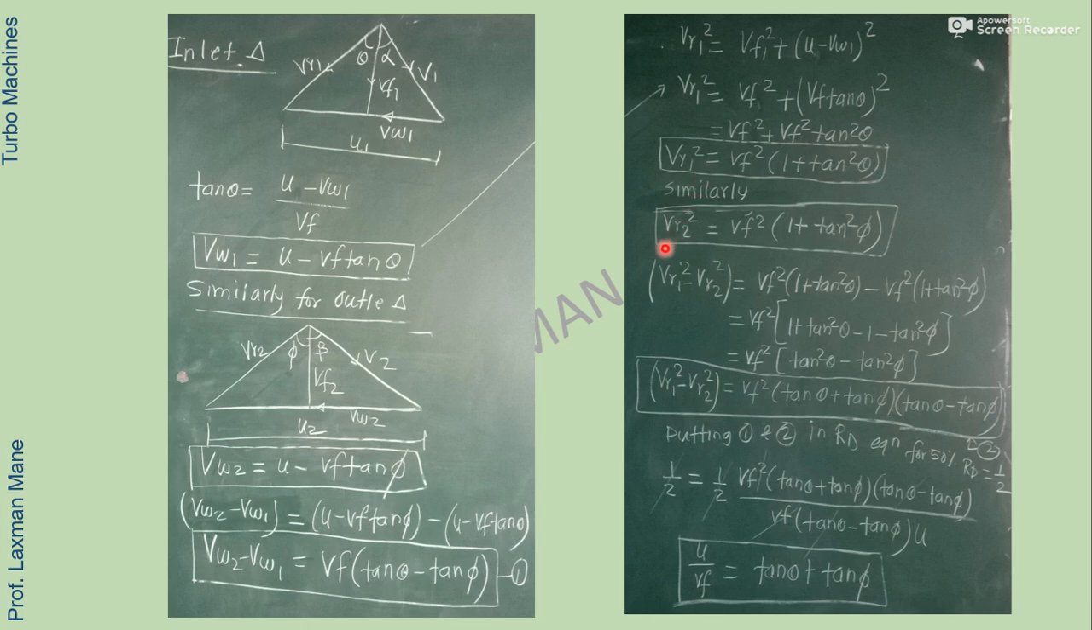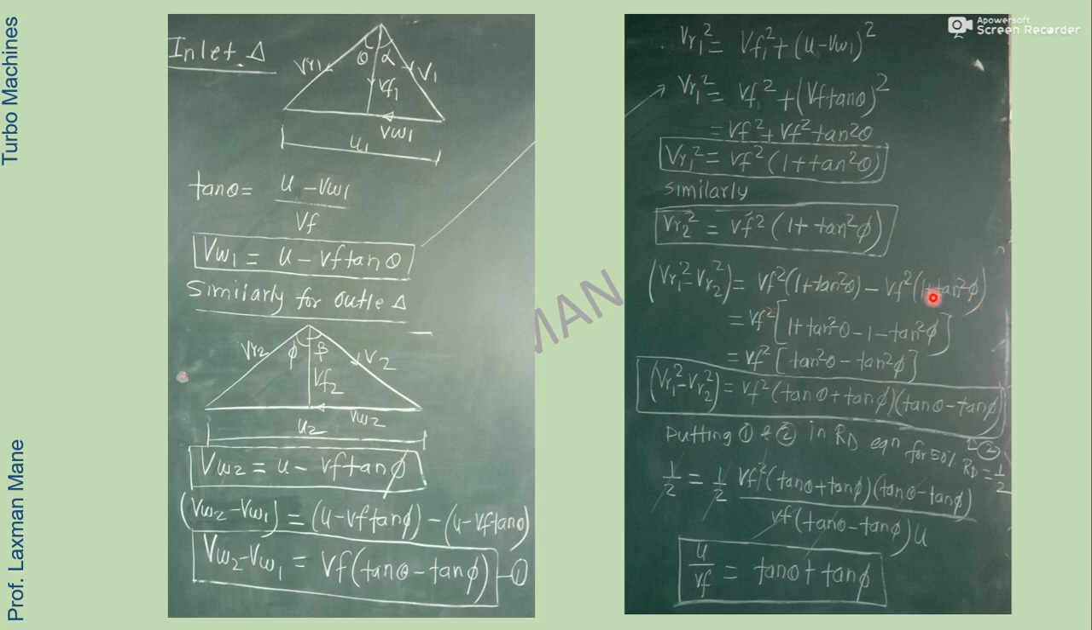Similarly, we can write for the outlet velocity triangle, meaning VR2 square is equal to VF square bracket 1 plus tan square phi. So you can observe here, in VR1 square the theta angle and in VR2 square the phi angle comes. That is the only difference. Now we take VR1 square minus VR2 square is equal to VF square (1 plus tan square theta) minus VF square (1 plus tan square phi).